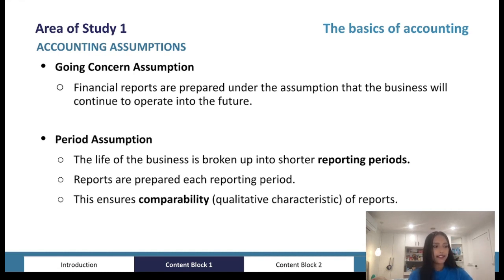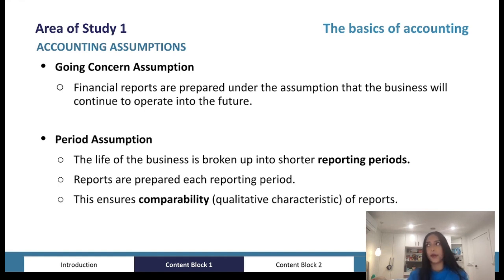And the reason why we have these reporting periods is to ensure comparability of reports, which basically just means that we need to be able to compare reports from different periods. So the whole reason why we're able to analyze reports and figure out what's going well with the business, what's not working with the business, is because we can compare those reports to previous reports from previous months, previous years of the business, comparing it to reports from other businesses, like similar businesses to ours.